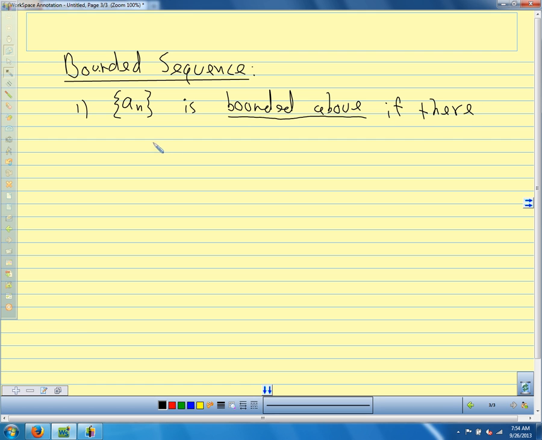So we're going to say if there is a real number m such that a sub n is less than or equal to m for all n. So just what you said. There's some number up here that my terms are all less than. We call m the upper bound.